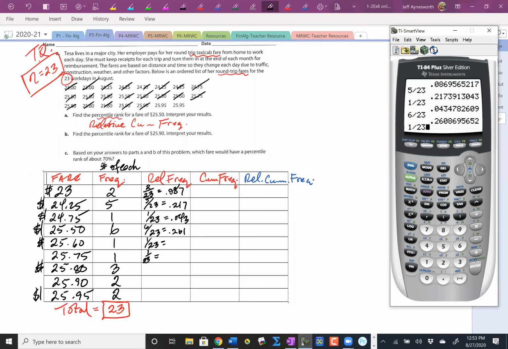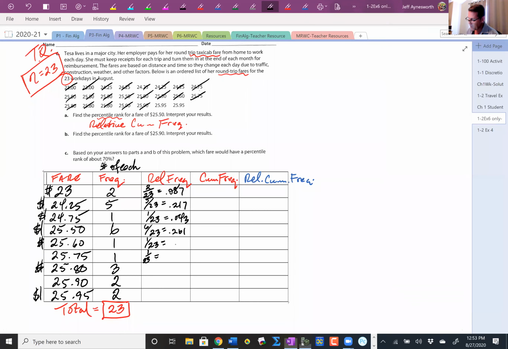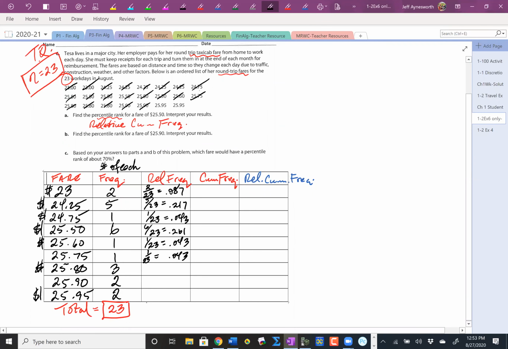For which one? The one, look on my screen, 1 divided by 23. Oh, 0.043. Okay, there you go. Yeah, very good. Thank you. So 0.043, those are the same.